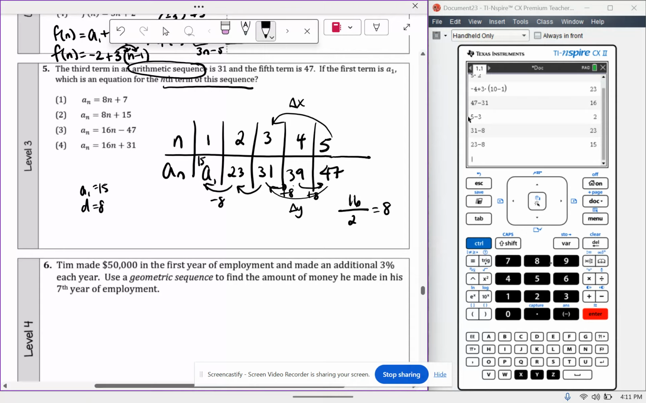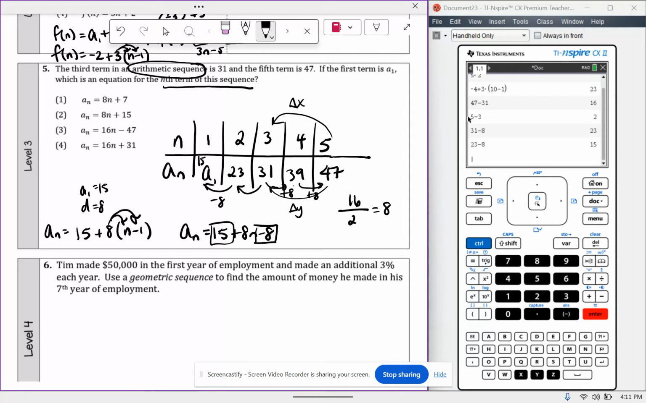So now I plug this all into the formula. I have 15 plus 8 times n minus 1. And it looks like they expanded this out. So I have a sub n is equal to 15 plus 8n minus 8. I combine these two, 15 minus 8. That's going to give me 7. So I got 8n plus 7, which is going to be answer choice 1.